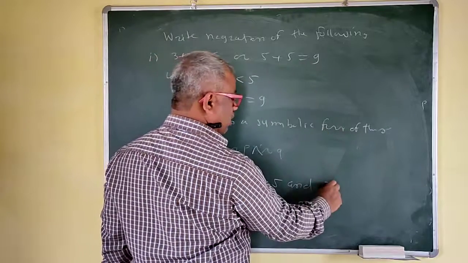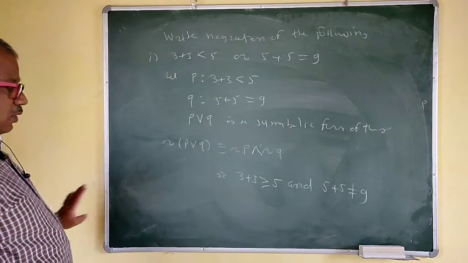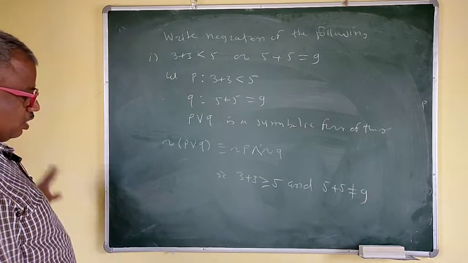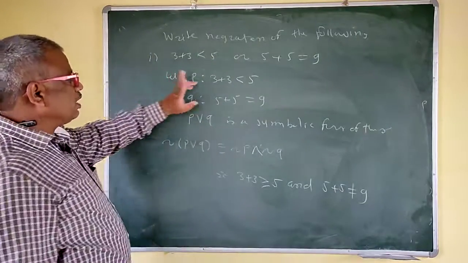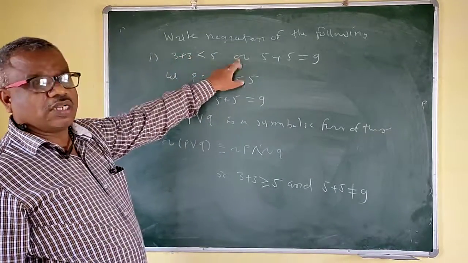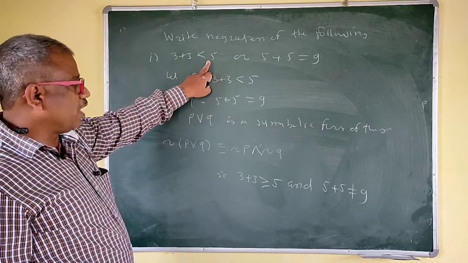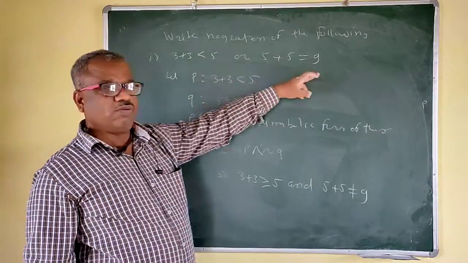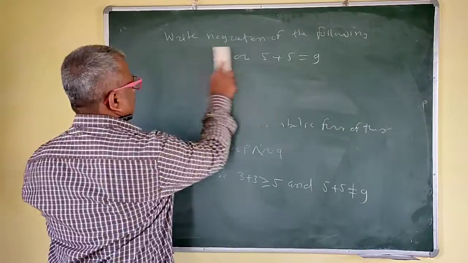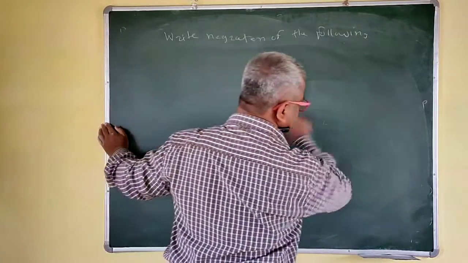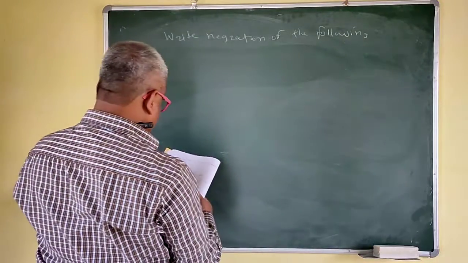What is the negation of 5 plus 5 is equal to 9? 5 plus 5 is not equal to 9. Right? So in this way you can do it. Directly you can write the negation of this statement: 3 plus 3 greater than or equal to 5 and 5 plus 5 not equal to 9. No need to write all this P and Q. Directly you can write this. For your understanding we are writing this.